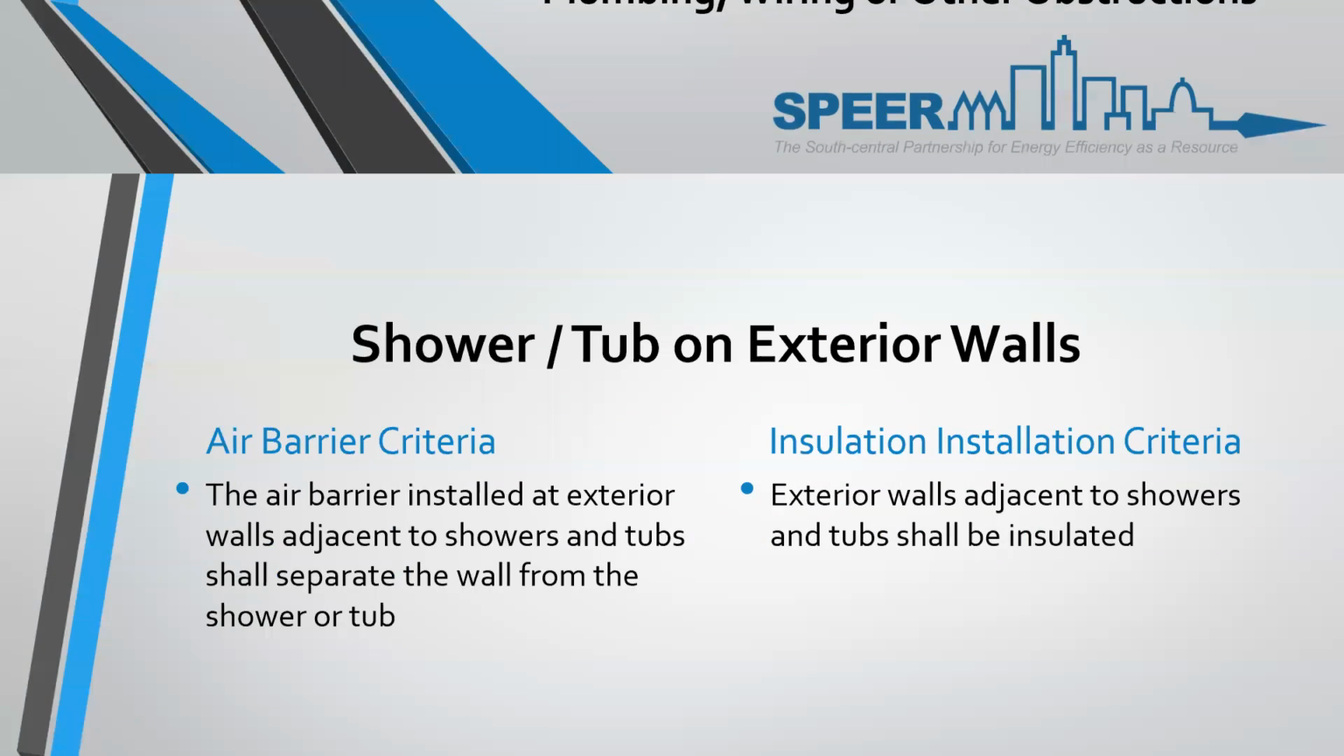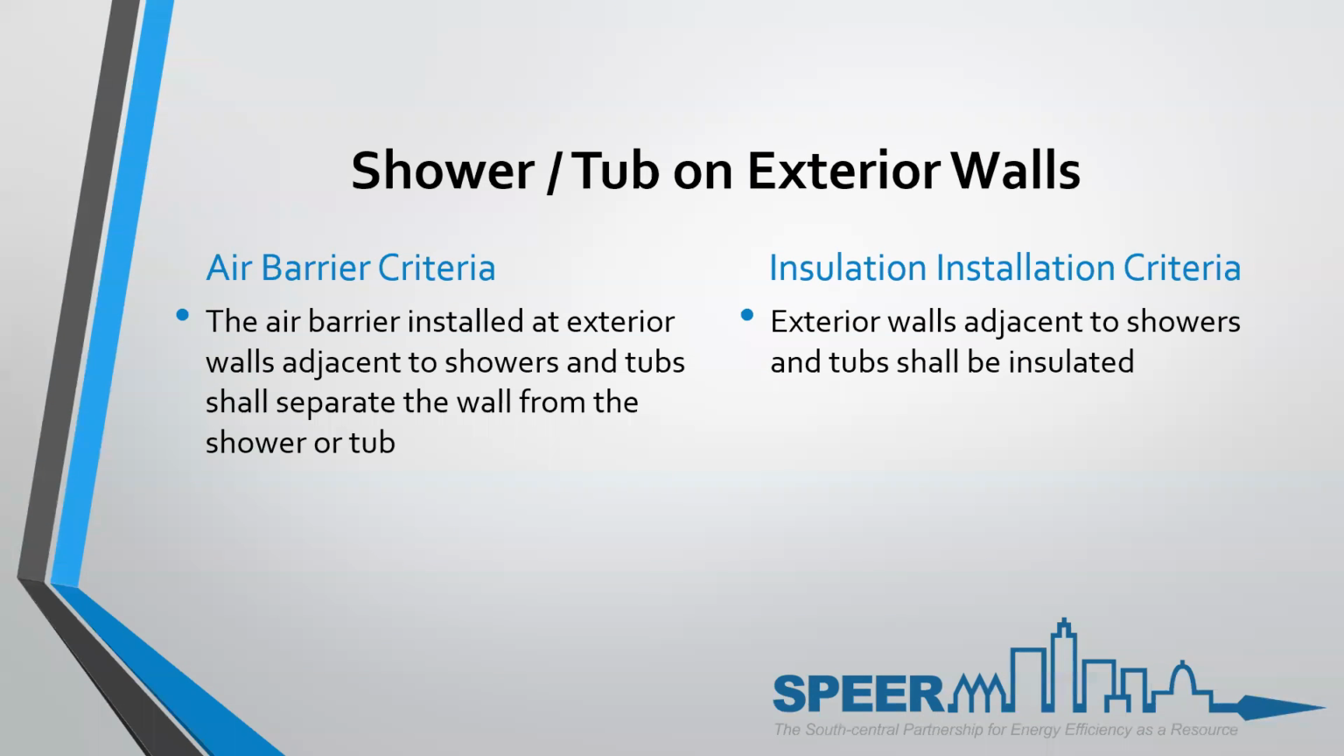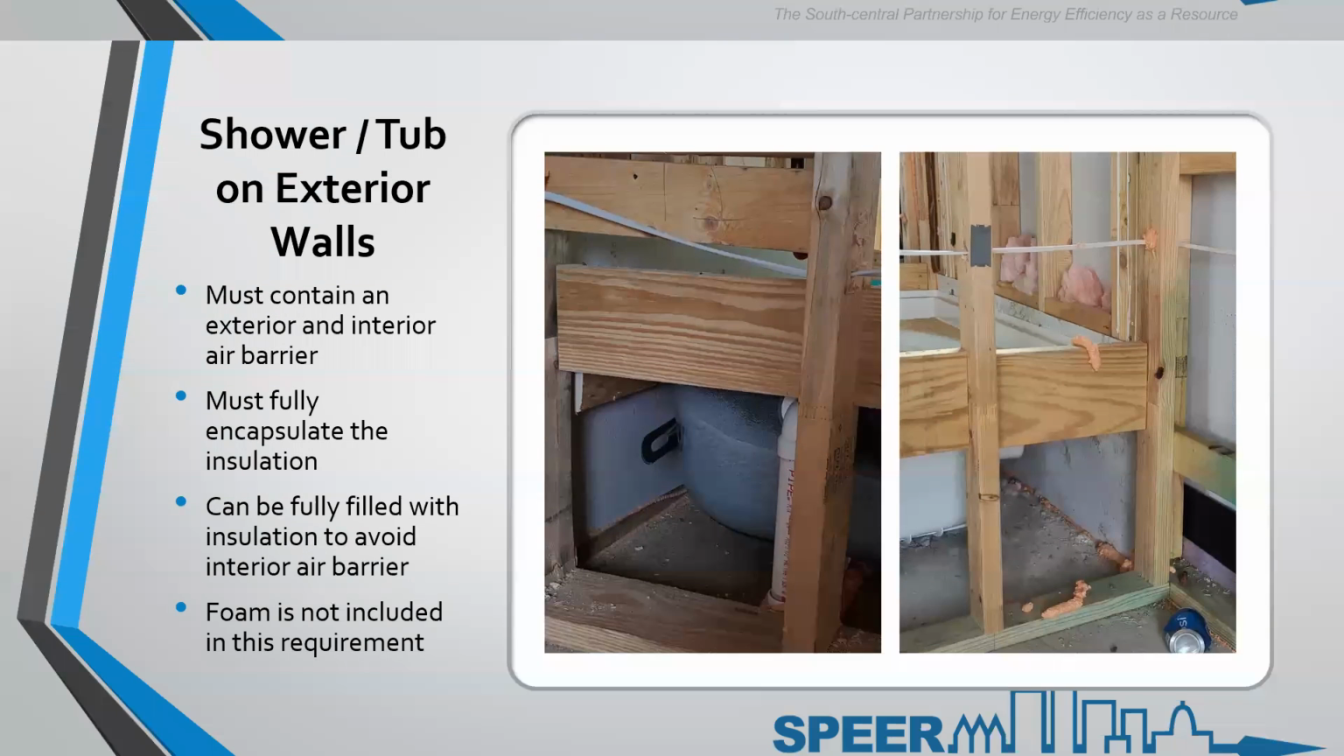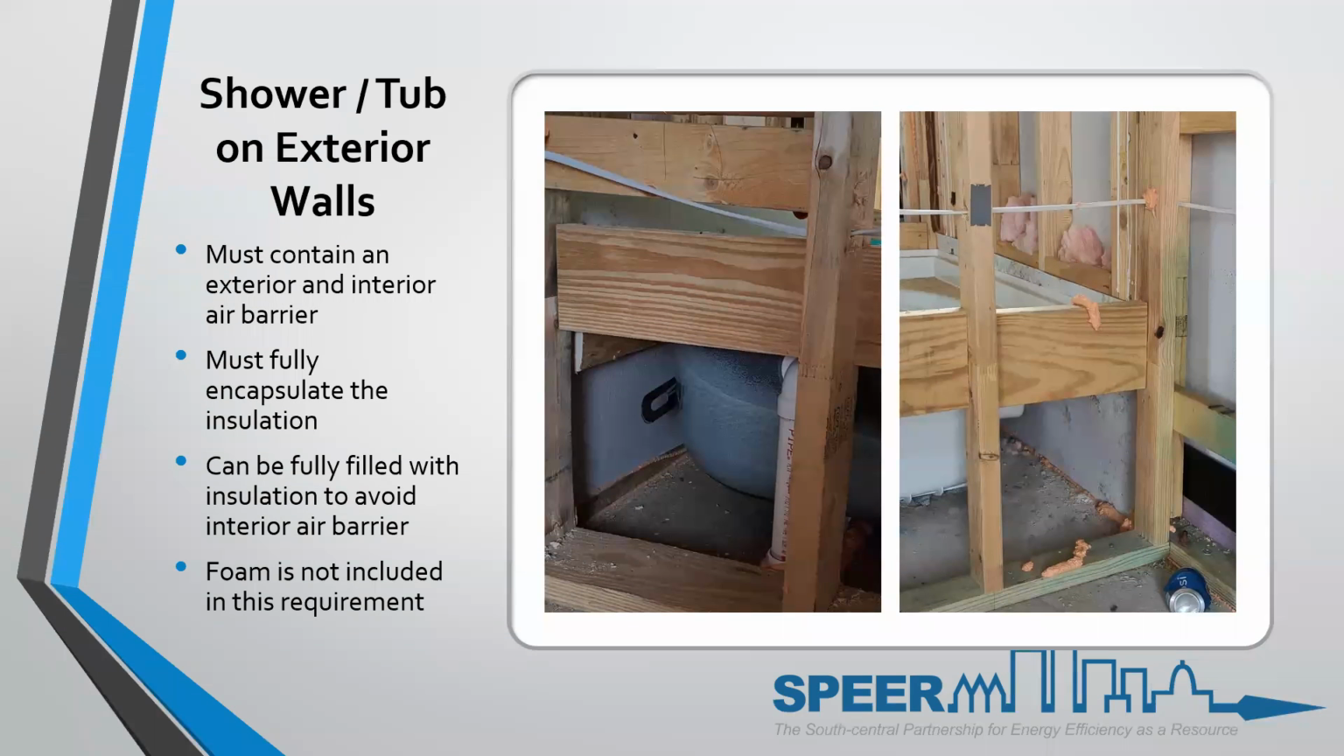So this is just some of what we see. Shower and tub on exterior and garage walls, which I still consider an exterior wall. The air barrier installed at exterior wall adjacent to shower and tubs shall separate the wall from the shower and tub. Exterior walls adjacent to showers and tubs must be insulated. A lot of people read this as, well, I have an air barrier. It's on the outside wall.